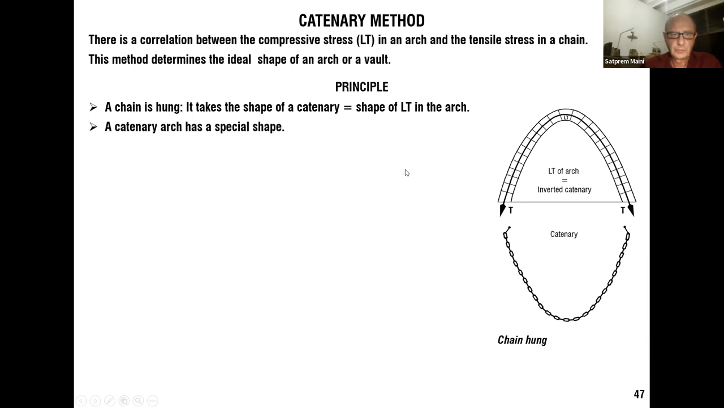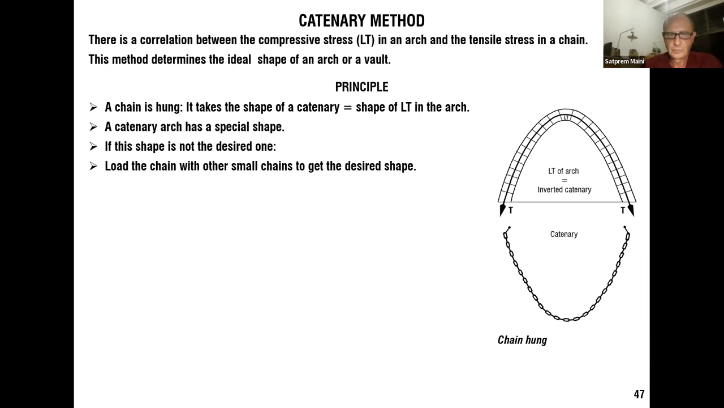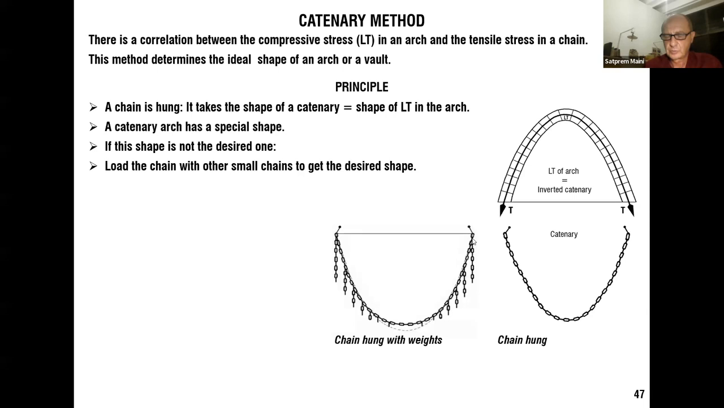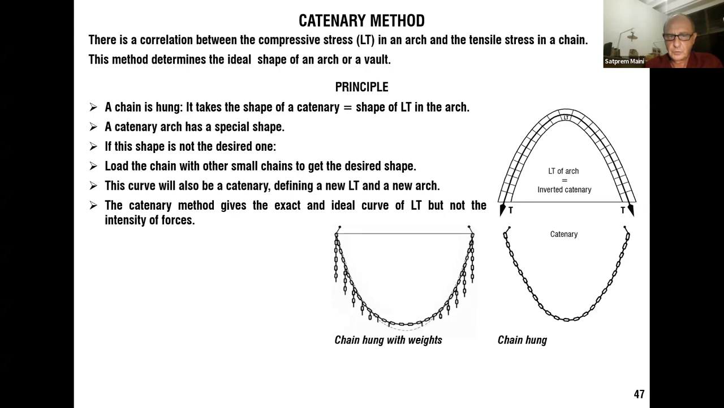If you have a catenary, in fact, a catenary has always a special shape. And if you don't want this shape, you have to load the main chain with different loads, like this one here. So I want something more round. Then I will load the chain with different weights, which will give me a new curve, a modified catenary, which is in fact called the funicular shape. When you load the chain like this, this is a catenary. You load the chain with different weights, then you get a funicular shape. And these forces will be calculated with the funicular method.